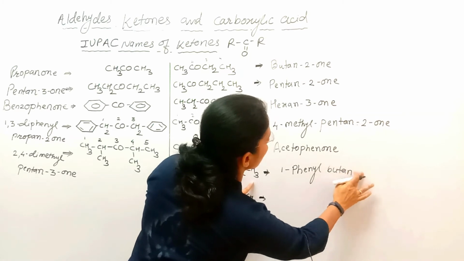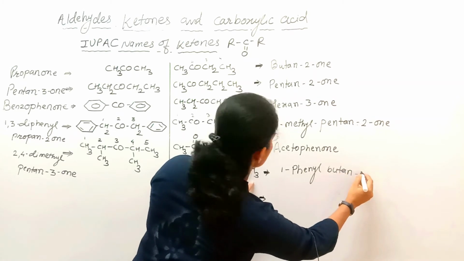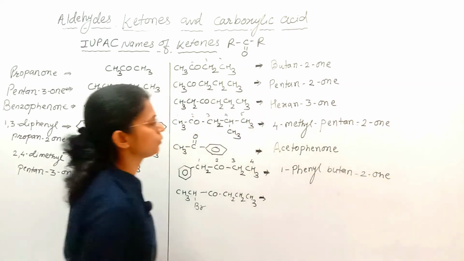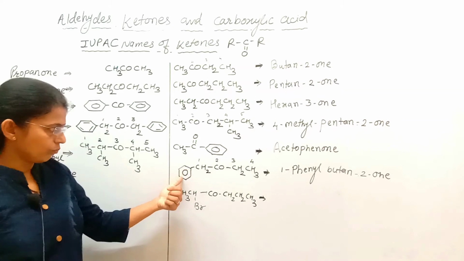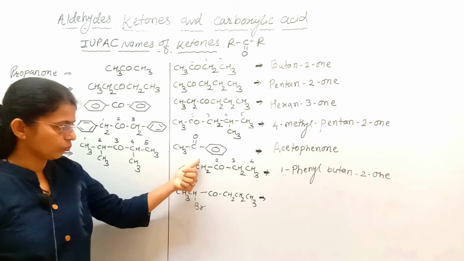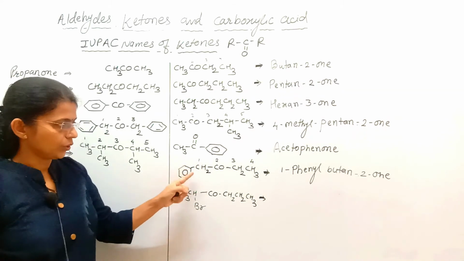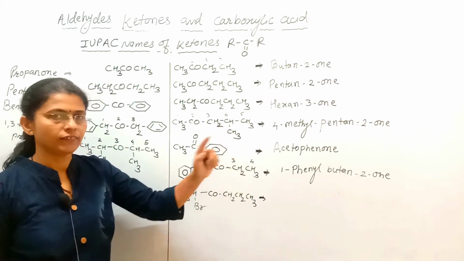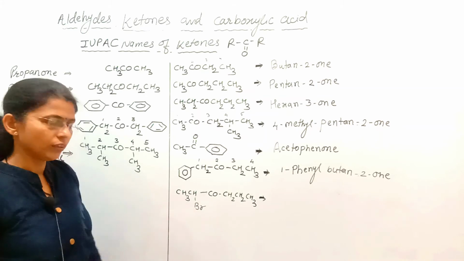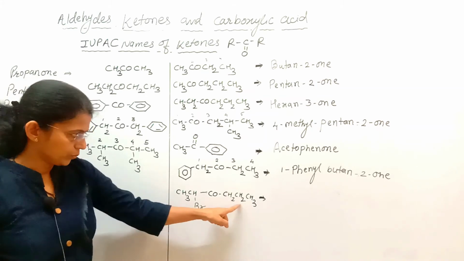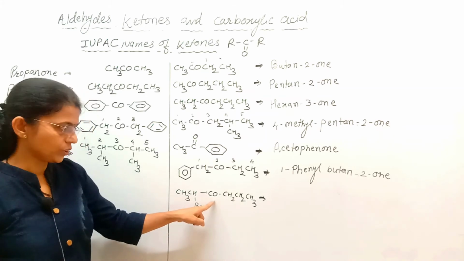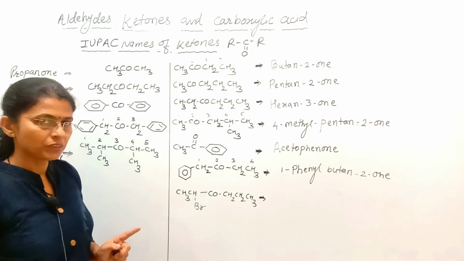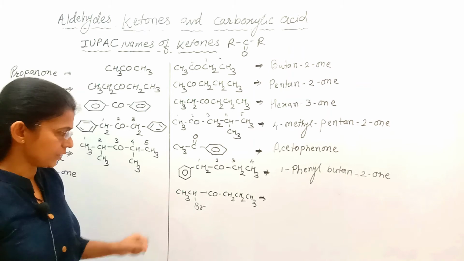E replaced by ONE, position 2. So the name of compound 1 is phenyl butan-2-one. Look here, 1, 2, 3, 4. The 4 position has CO, and the third position has CO. So we must number from this side.